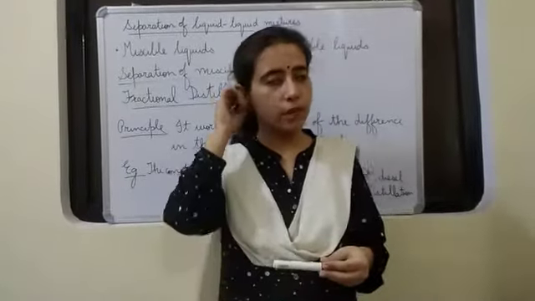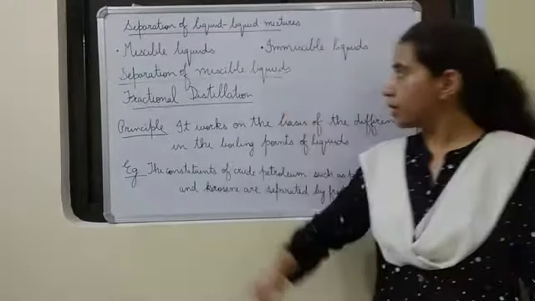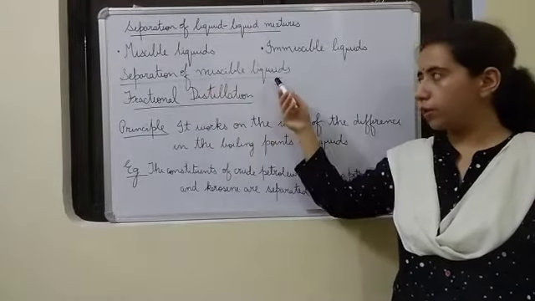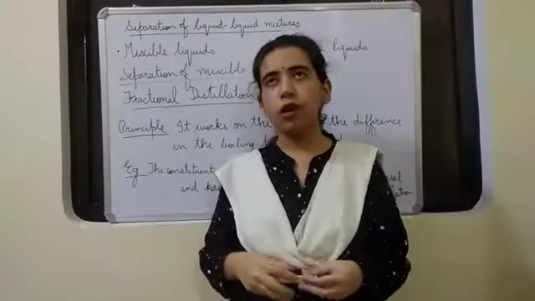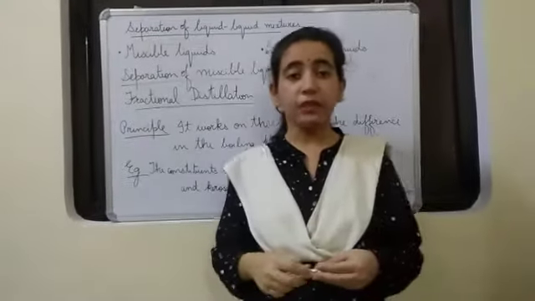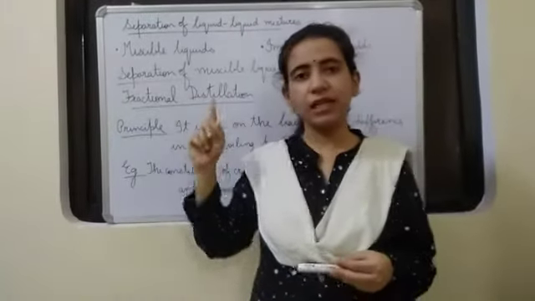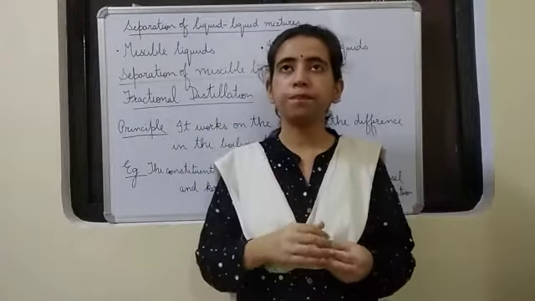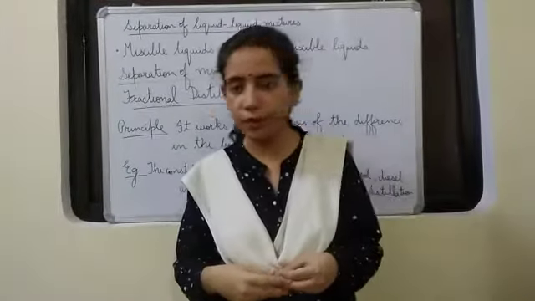The first topic, the main one, is how to separate the constituents of miscible liquids. The first one is separation of miscible liquids, and the method we follow is fractional distillation. You have already studied distillation. In that we used to boil the mixture. Here also in fractional distillation we are going to boil the mixture. Here it is a liquid-liquid mixture, but the technique or principle is a little different.